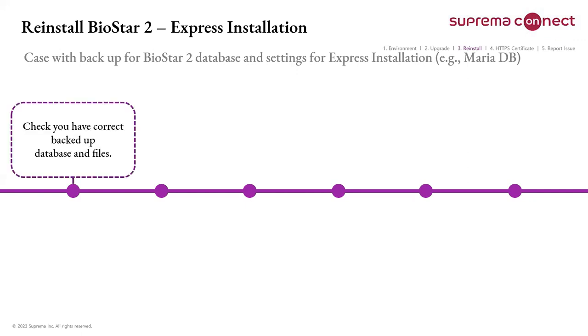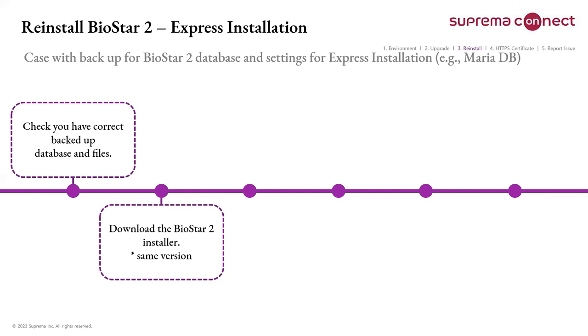Check if there are backup database and files. At this time, you must have the setting.conf, system.conf, util folder, or INCI files, in addition to the backup database. Download the BioStar 2 installer. At this time, you must use the same version of BioStar 2 as the version in which the database you have is backed up. For example, if you have a backup database in BioStar 2 version 2.8.5, you must download the BioStar 2 version 2.8.5 installer, not the version 2.8.10 installer.